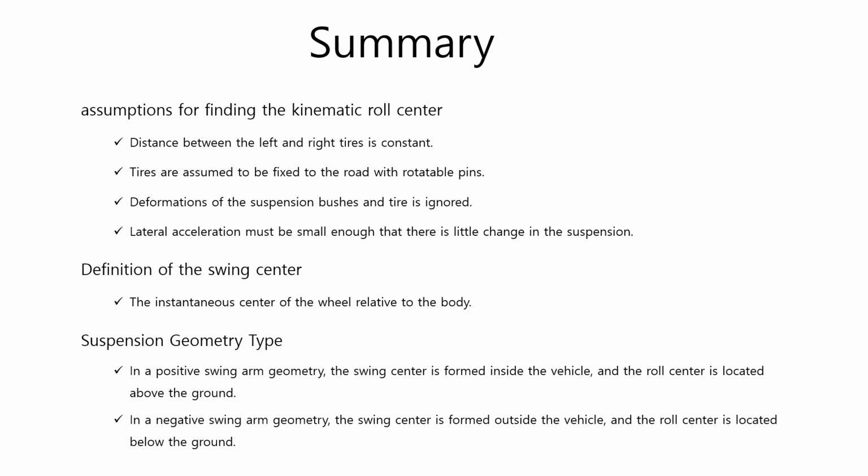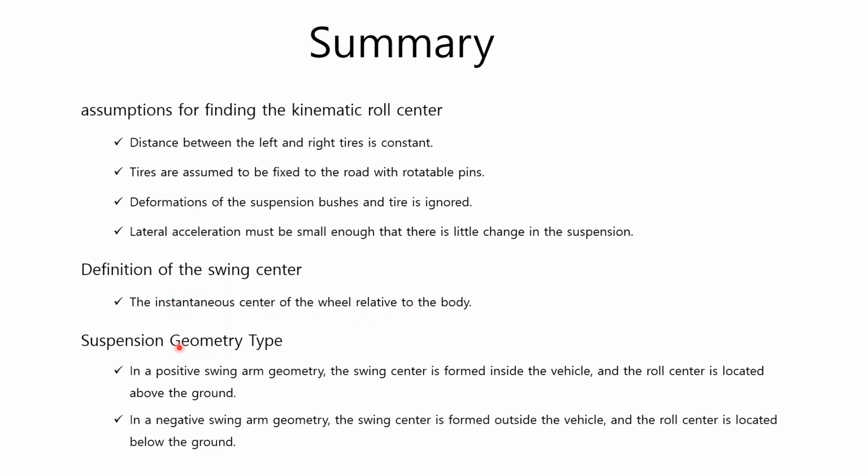Let's summarize. The assumptions for finding the kinematic roll center are as follows. The distance between the left and right tires is constant. The tires are assumed to be fixed to the road with rotatable pins. The deformations of the suspension bushes and tire are ignored. The lateral acceleration must be small enough that there is little change in the suspension. The swing center is the instantaneous center of the wheel relative to the body.